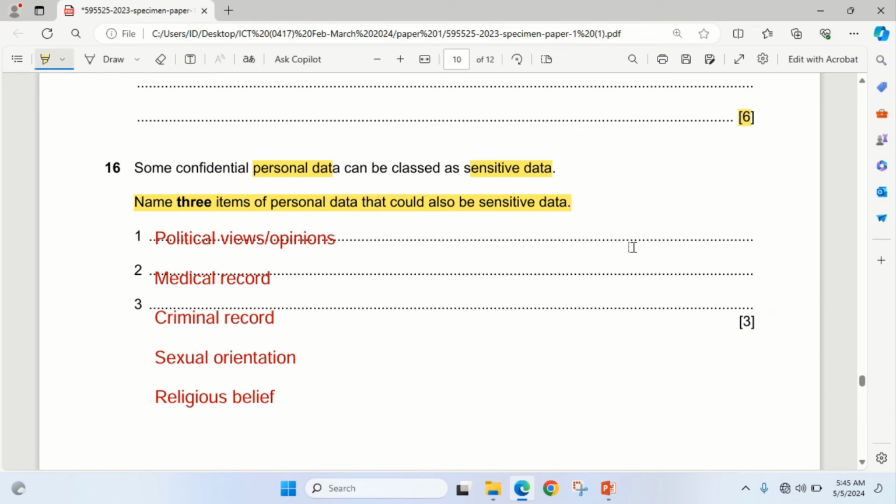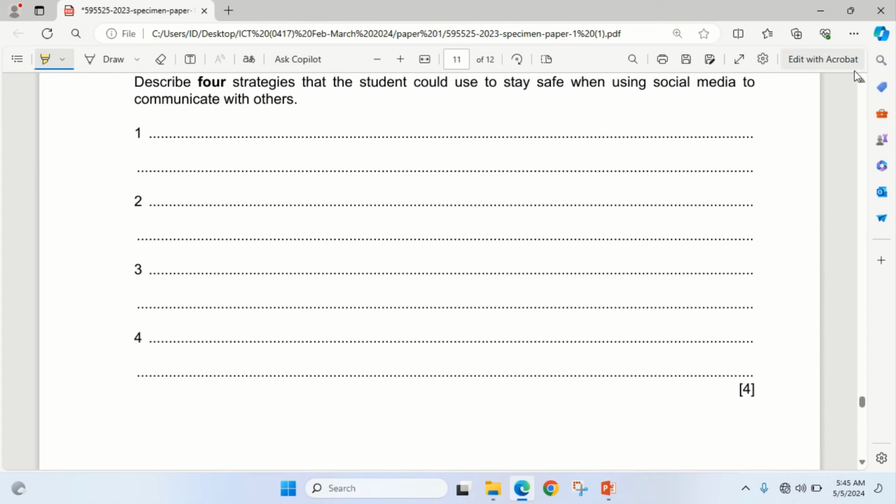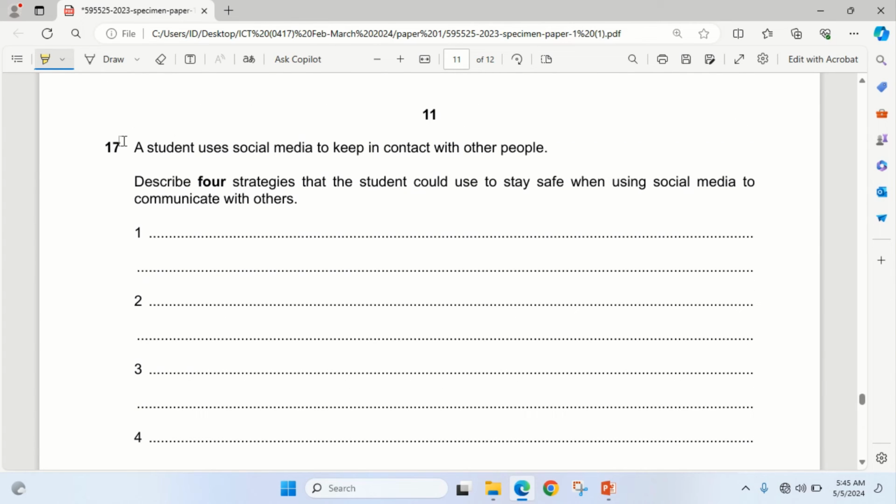Okay, then the next question is question number 17. Let's say that a student uses social media to keep in contact with other people. Describe is the command word. Describe 4 strategies that the student could use to stay safe when using social media to communicate with other people.